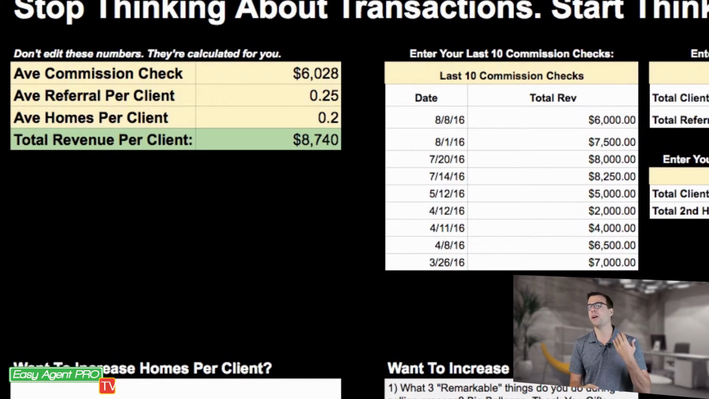So let's break down, and if you have this free spreadsheet, you can see below there are ways that you can break this down.